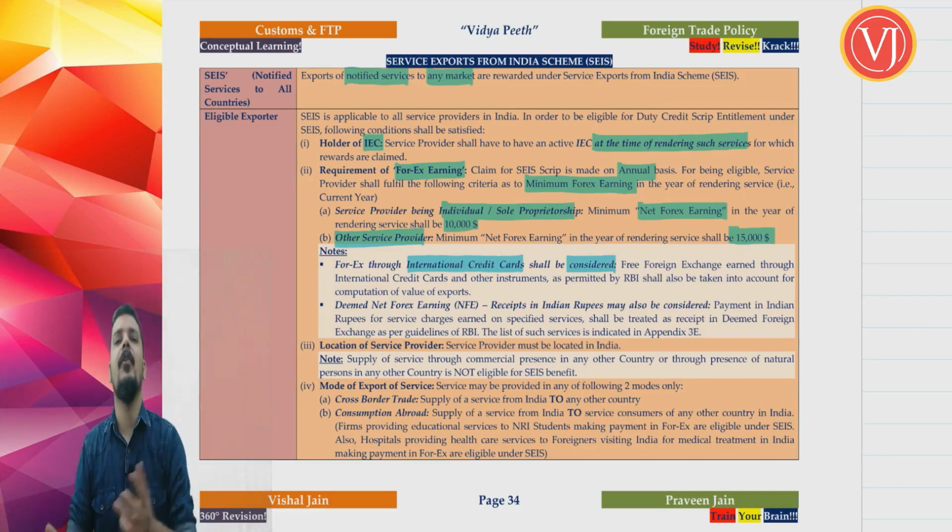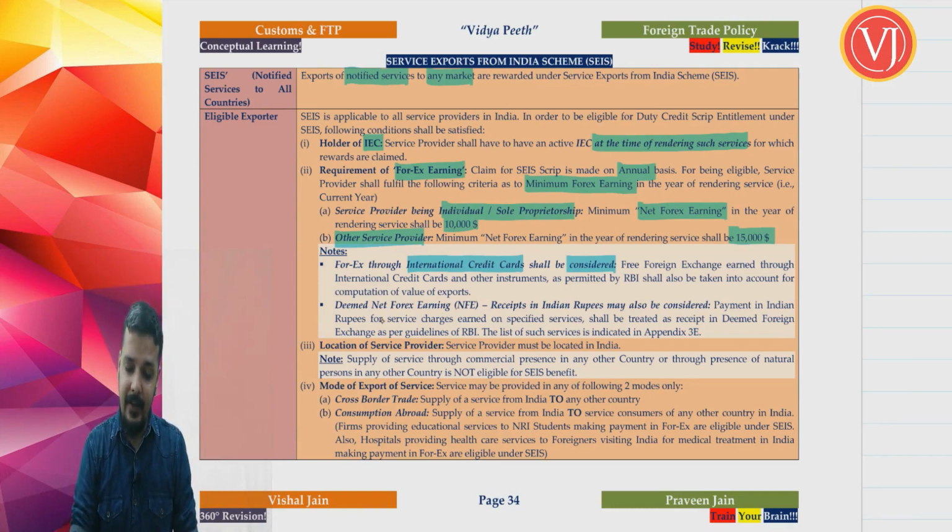So if you are getting foreign currency through international credit cards, as we have discussed, say for example, my classes are taken by students learning CA in Dubai. Now he will make the payment through international credit card. Whether that will be counted? Yes, very much that will be counted.